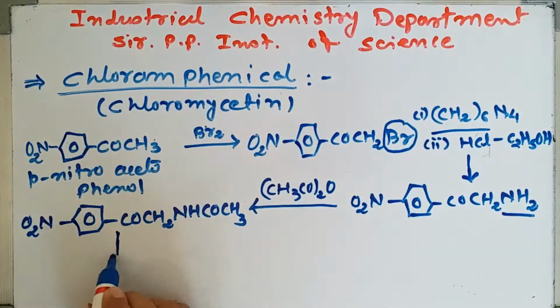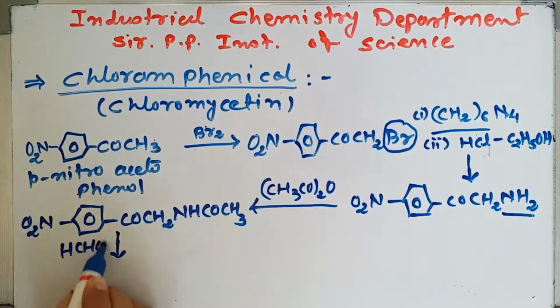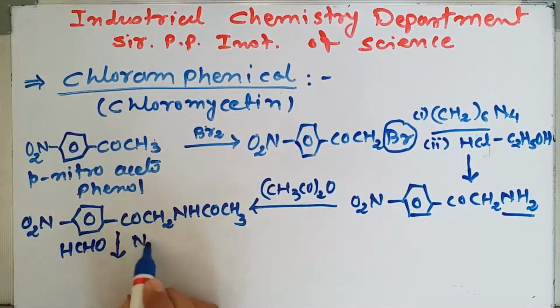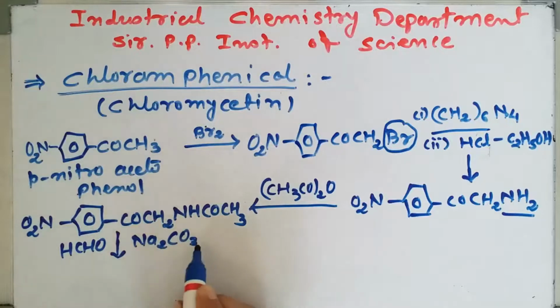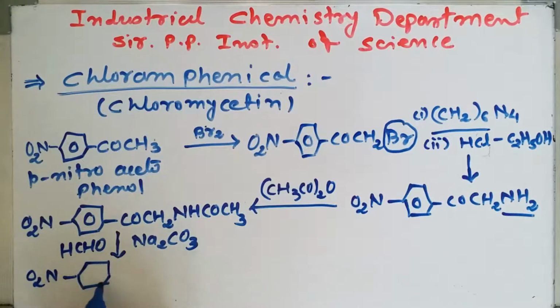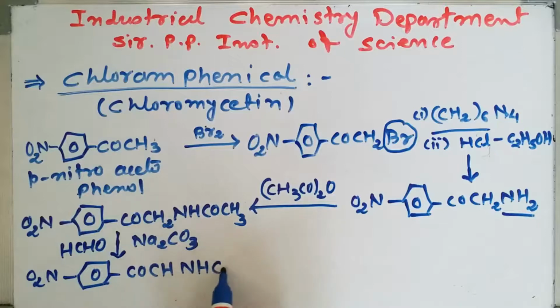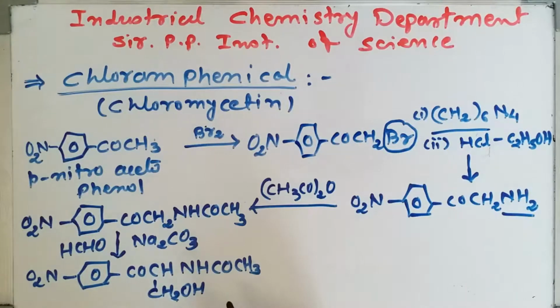Now we treat this compound with alkaline methanal, HCHO, in the presence of Na2CO3. So we get NO2, COCH, where one hydrogen is substituted by CH2OH. So NHCOCH3 and CH2OH remain.